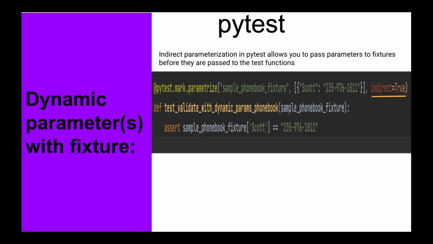Basically, indirect parameterization in Pytest allows you to pass a parameter to a fixture before it is passed to the function. That means before that fixture is passed to this function, with indirect equals True, this parameter is sent to the fixture, and inside the fixture you are going to handle it. So that is the use of the annotation. Let's see a demo, how it works, in a bit.